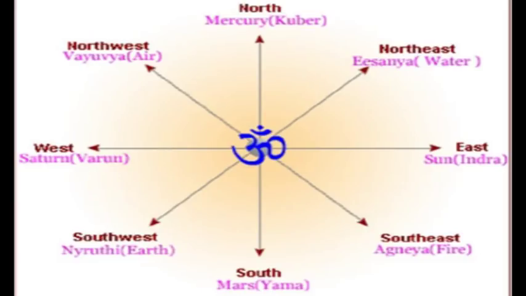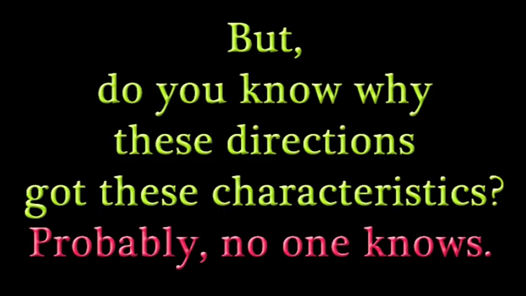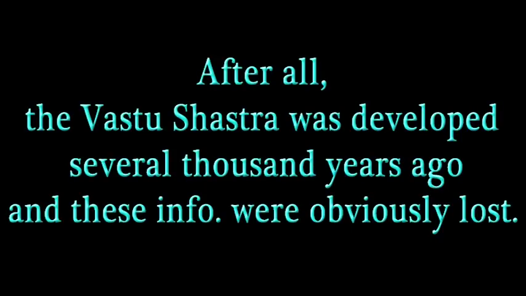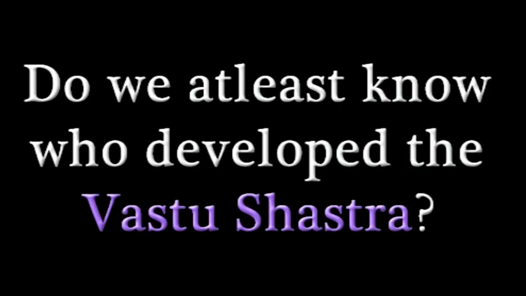Thus, we do know the characteristics of each direction as per Vastu Sastra. But do you know why these directions got these characteristics? Obviously, no one knows. After all, Vastu Sastra was developed several thousand years ago and this information was obviously lost. Do we at least know who developed the Vastu Sastra?